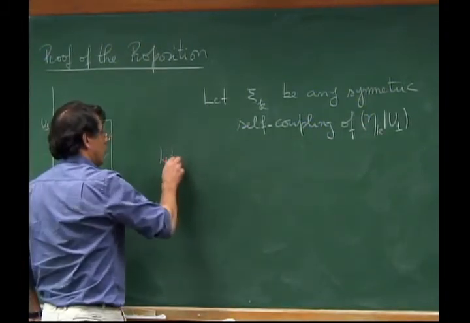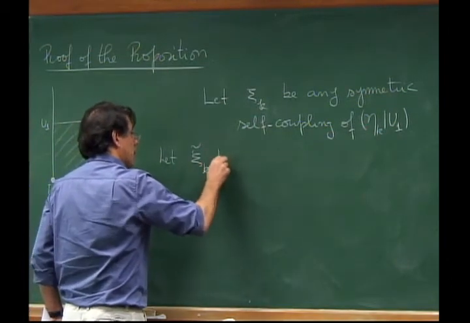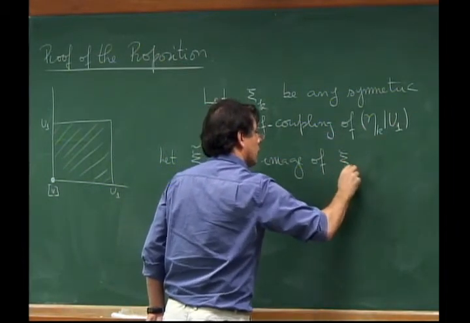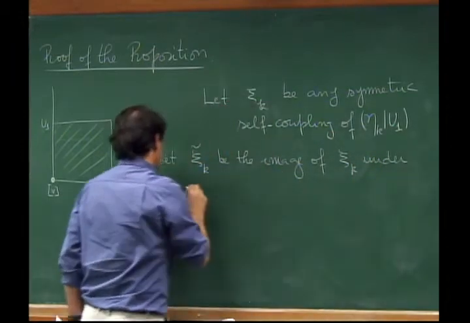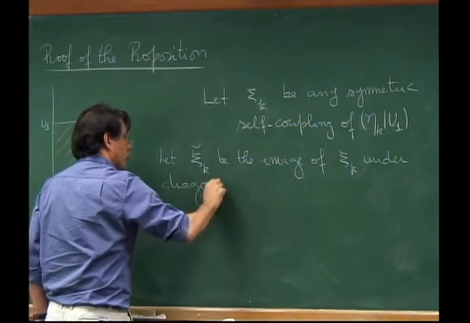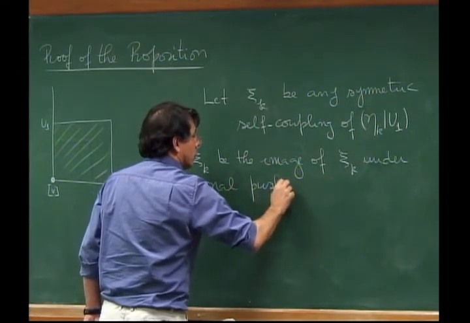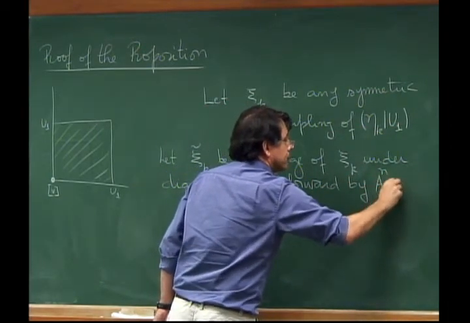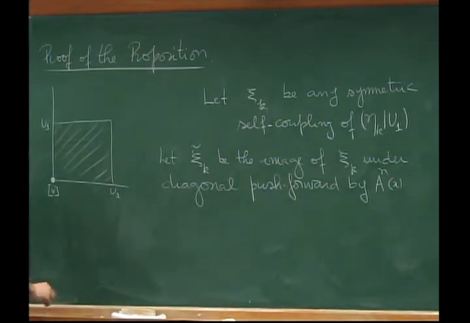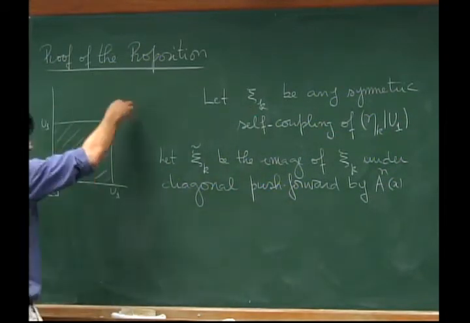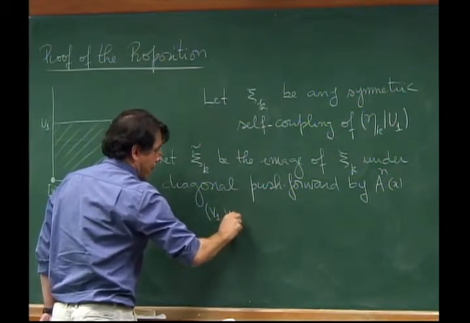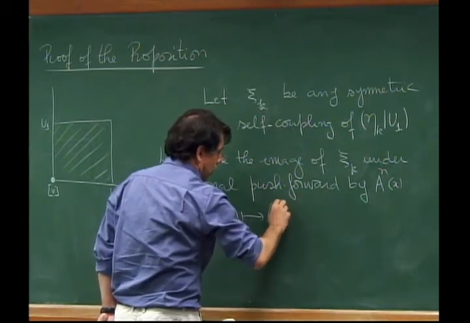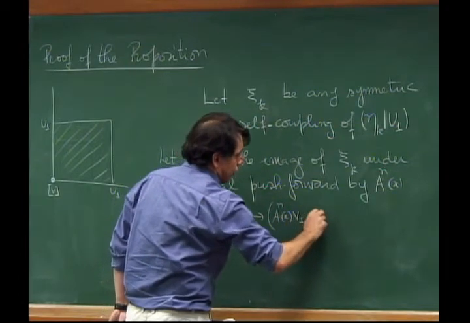So let CK twiddle be the image of CK under the diagonal push forward by A and X. The diagonal push forward is the map here in this product that sends V1, V2 to A and X V1, A and X V2.